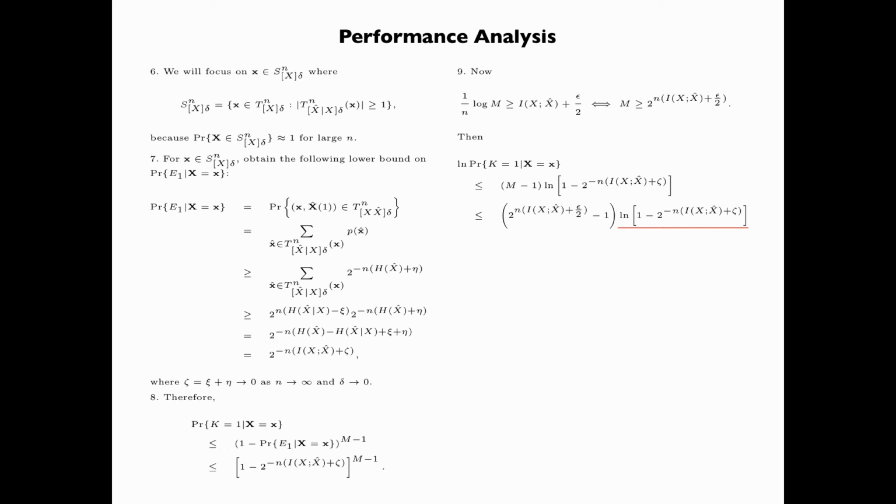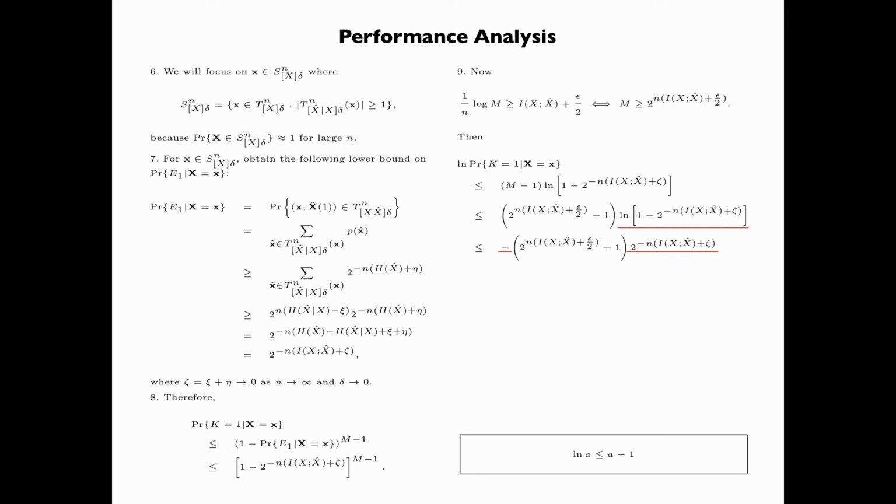Now for this logarithm, we apply the fundamental inequality to obtain the upper bound minus 2 to the power minus n times (I(X;X̂) plus zeta). When this term is multiplied by this term, this I(X;X̂) cancels with this I(X;X̂). And so we obtain 2 to the power n times (epsilon over 2 minus zeta). And the other term is obtained by multiplying minus 1 by 2 to the power minus n times (I(X;X̂) plus zeta).